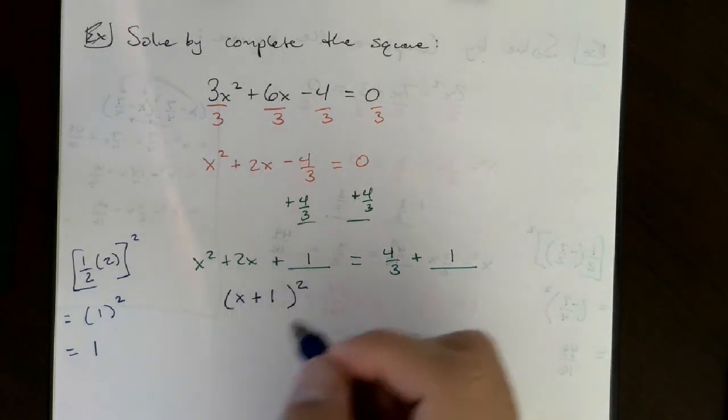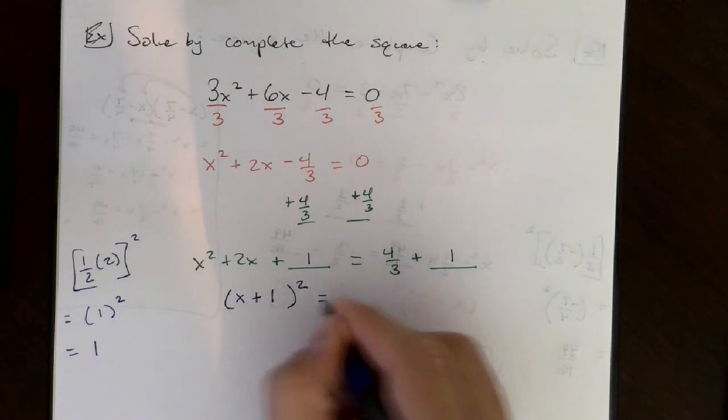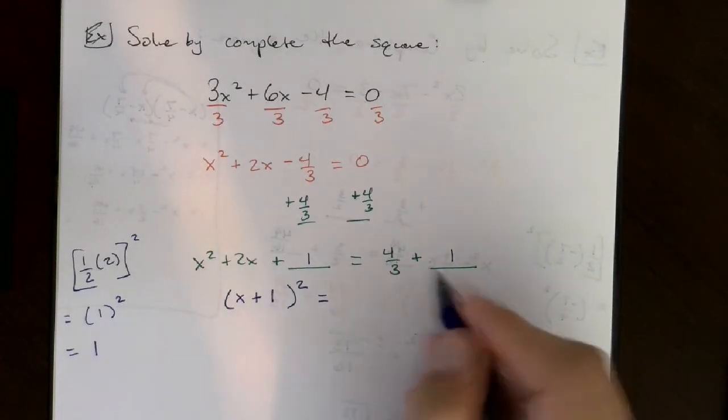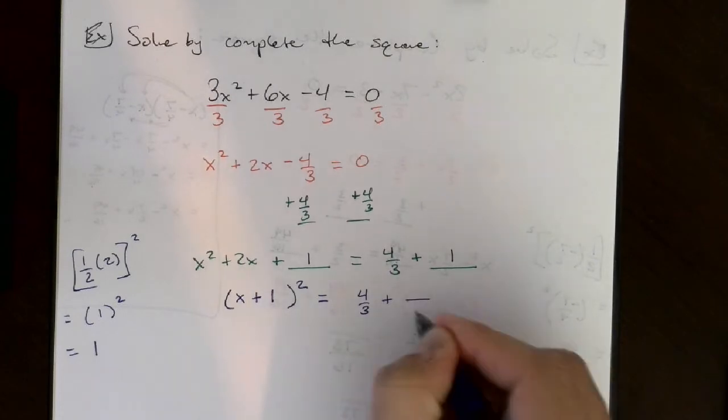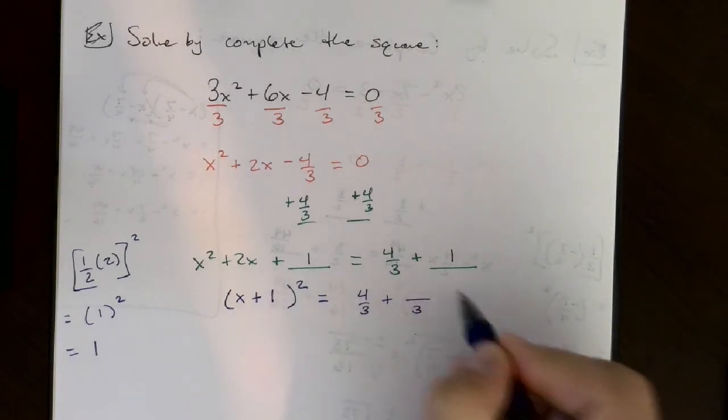So we have x plus 1, the quantity squared, is equal to, on the right side, you just want to add these together. Now, 4/3 plus 1, you need a common denominator. So we have 4/3 plus 1 is equal to how many thirds? Well, remember, this is like 1 over 1.